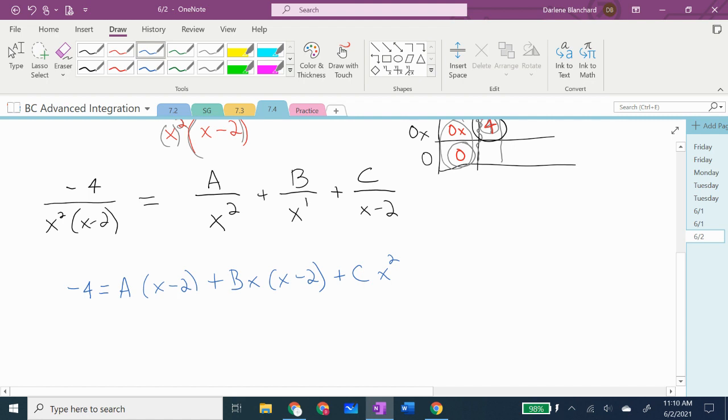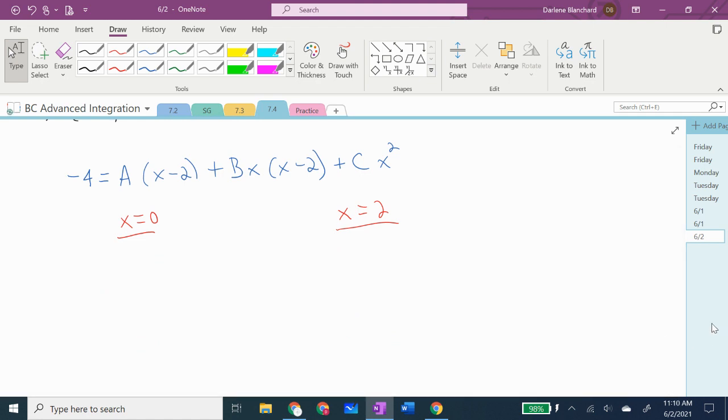I can, at this point, plug in the zeros of the original denominator. That would be x equals 0 and x equals 2. When I plug in x equals 0, let me scroll a little bit. There we go. When I plug in x equals 0, I get -4 equals -2A plus 0 plus 0. My A is equal to 2.